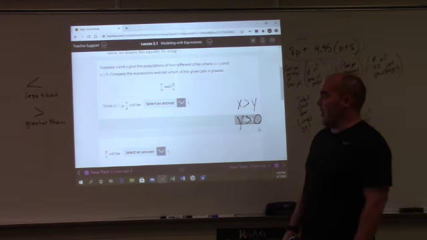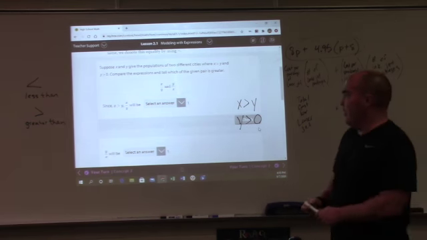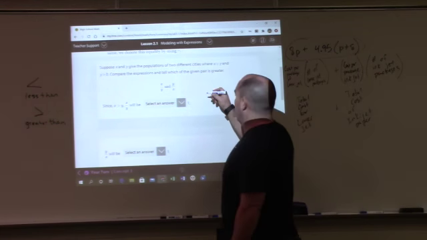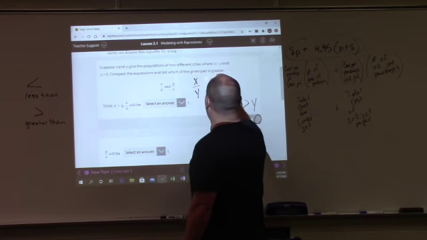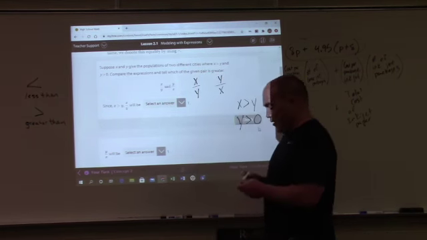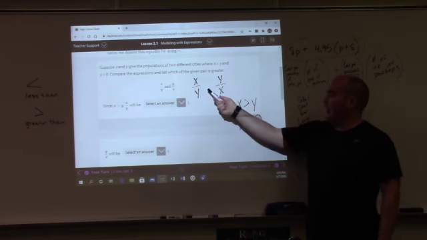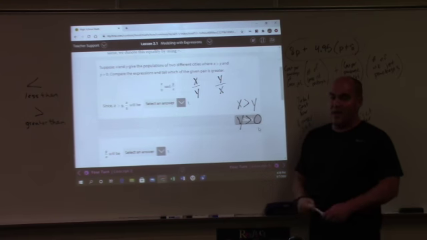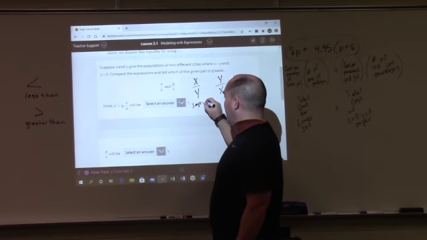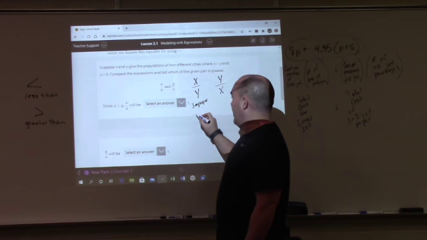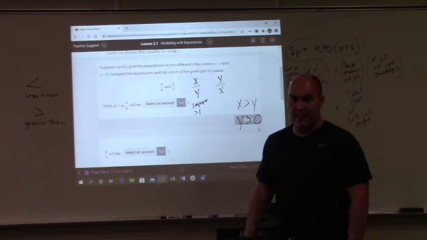So they want us to compare the expressions and tell which one is greater. They ask us about X over Y, and then Y over X. Remember, X is greater than Y. Well, if X is greater than Y and X is on top, that means this is an improper fraction, because the bigger number is on top. Which means if we have an improper fraction, this has to be greater than 1.